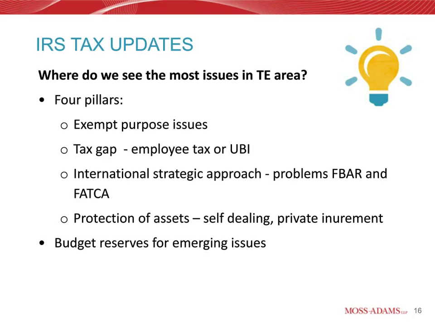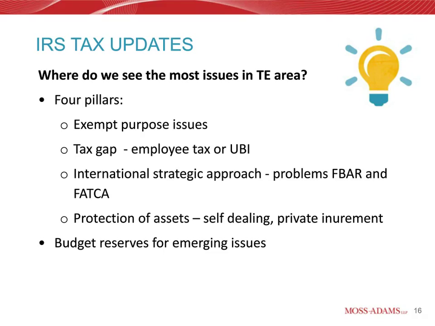What they're looking at is high risk areas right now in the tax-exempt arena. It's under 4 categories. The first one would be exempt purpose issues, and then the tax gap, employee tax, which typically is your independent contractor versus an employee, or UBIT, which is unrelated business income. Those have always been a high concern, and they're still on the plate.